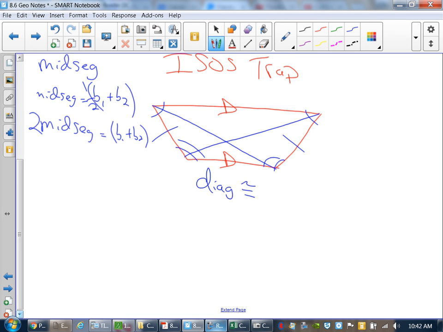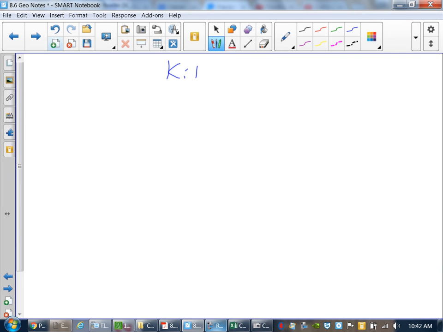So can I go clean one down real quick? We'll do the kite. Remember when we talked about the kite, I told you guys to treat the kite like it was just two isosceles triangles that shared the same base. It's the easiest way to do it.